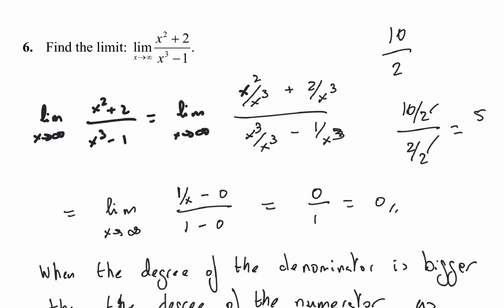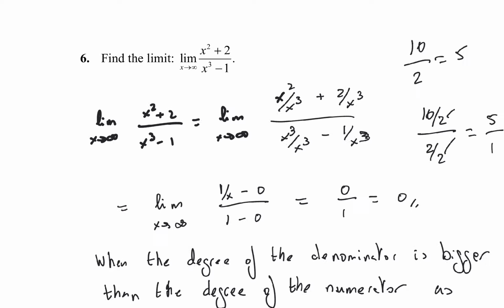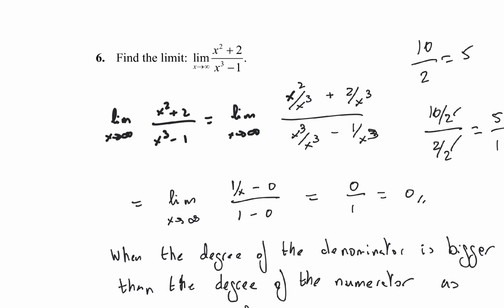10 divided by 2 is 5. 2 divided by 2 is 1, so it is 5. And 10 divided by 2 is 5. So dividing by the same number will not change the expression. So I'm dividing the numerator and the denominator by x cubed.